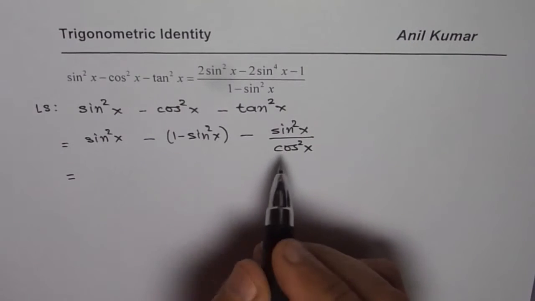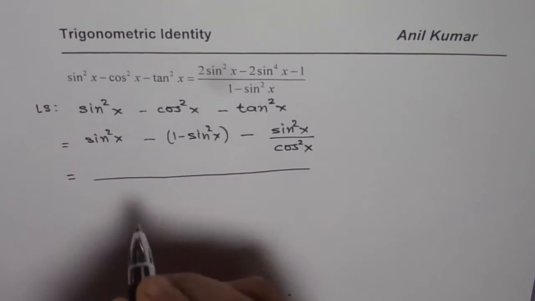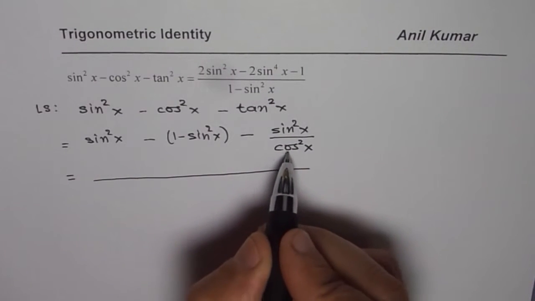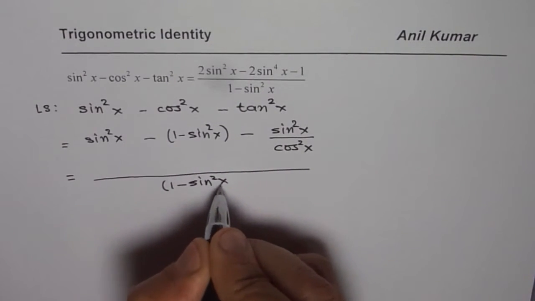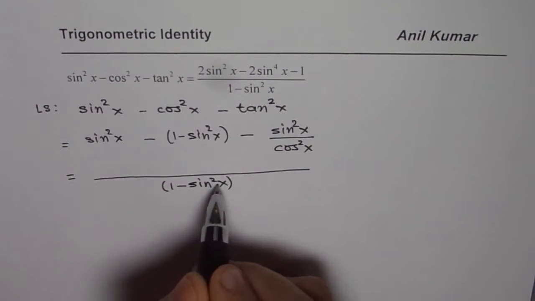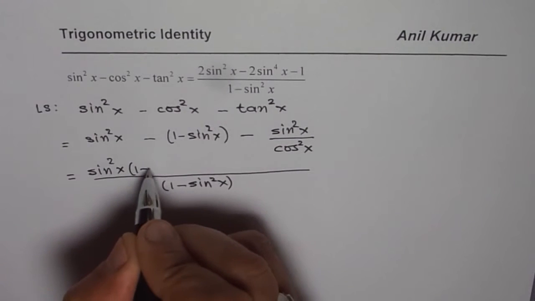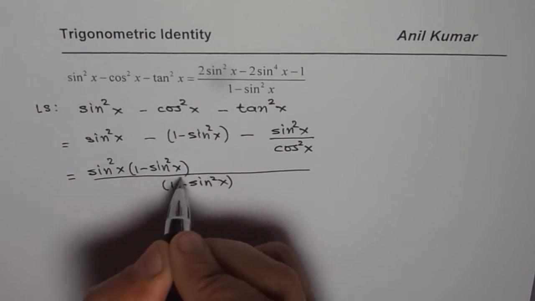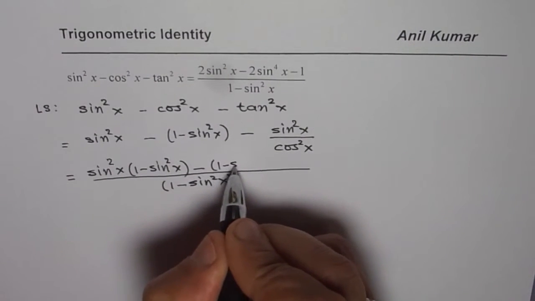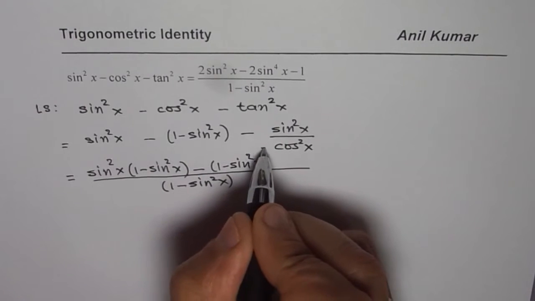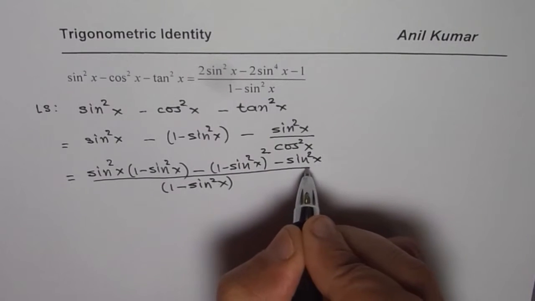That's very good. Now we'll multiply everything by cos square x and we'll have a common denominator, which is cos square x. In fact, I will write cos square x as 1 minus sin square x, okay? So we'll multiply everything by 1 minus sin square x. So what do I get? First term will be sin square x times 1 minus sin square x. The second term is already 1 minus sin square x, so it becomes 1 minus sin square x whole square. And the third term is minus sin square x, correct?